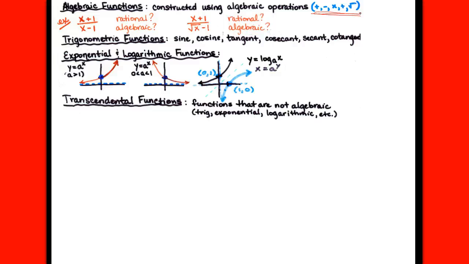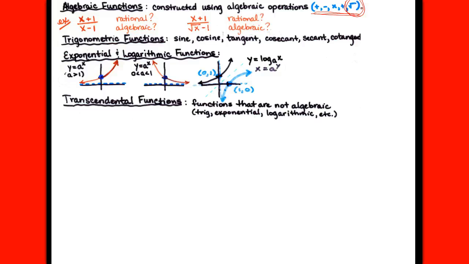So every rational function is automatically going to be algebraic. But the reverse of that is not true. Every algebraic function is not automatically going to be rational because of this guy right here. I can have a radical in an algebraic function, but I cannot have that in a rational function.